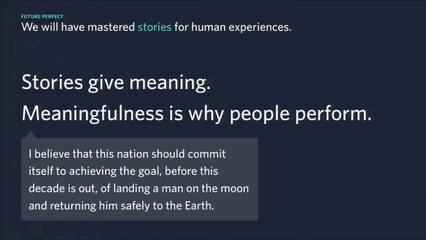So when we think of stories, when I think of powerful words, the one clear example is from Kennedy. I believe that this nation should commit itself to achieving the goal before this decade is out of landing a man on the moon and returning him safely to Earth.